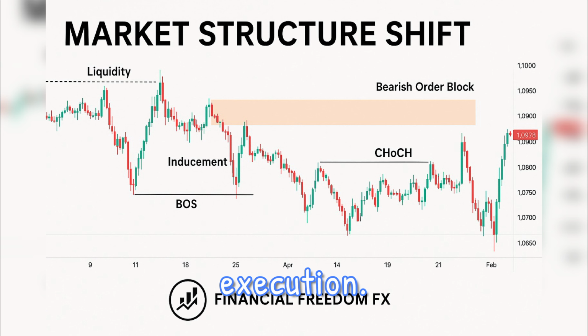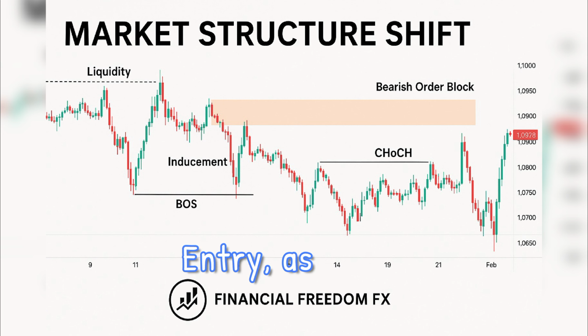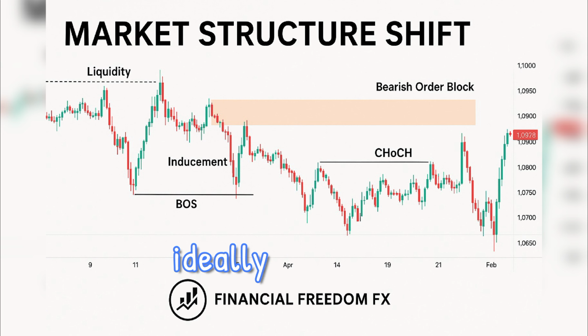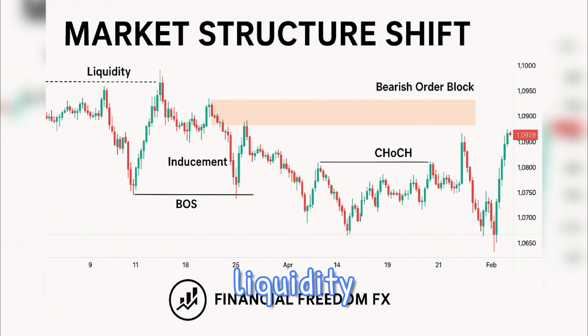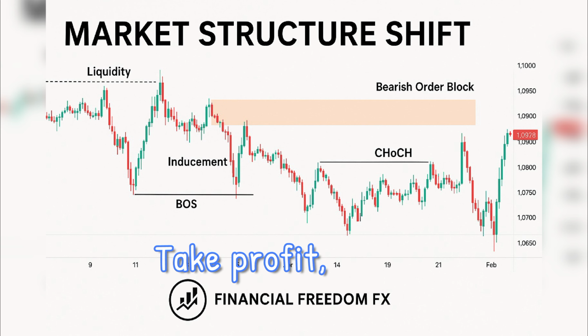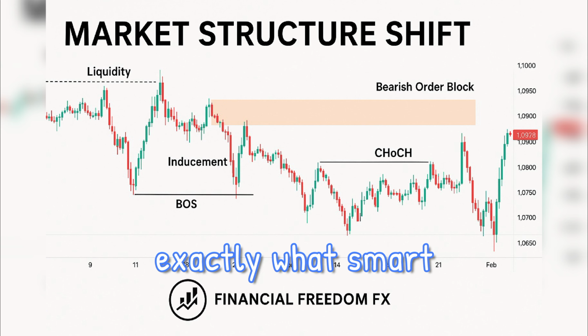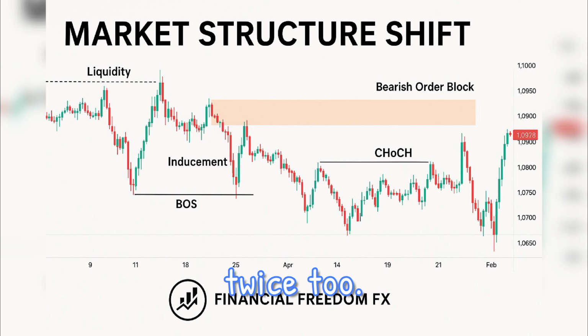Let's talk trade execution. Entry: as price taps the order block and shows a rejection candle, ideally a wick or bearish engulfing. Stop loss: just above the order block zone or above the liquidity high. Take profit: at the previous low or next demand zone, depending on your risk-reward preference. This setup gives you a tight stop and a high reward, exactly what smart traders look for.